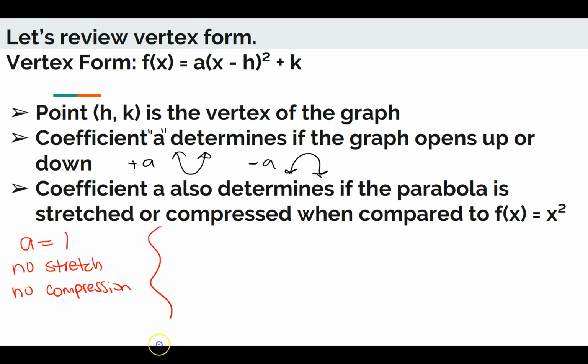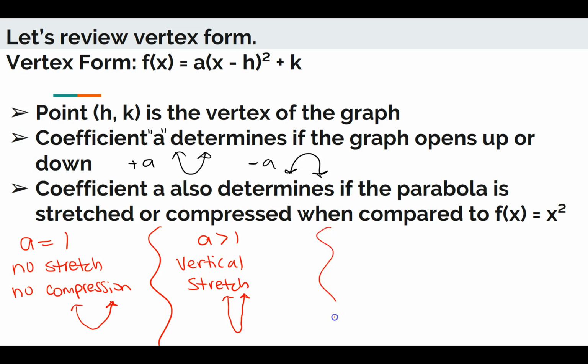Situation number 2. If your a value is bigger than 1. So if you have a 2x squared, a 3x squared, a 1.1x squared, anything bigger than 1, that is going to give you a vertical stretch. Meaning your parabola literally gets stretched up and down. So it's going to be a little bit more narrow. The vertical stretch is getting pulled up, so it's going to increase and decrease faster.